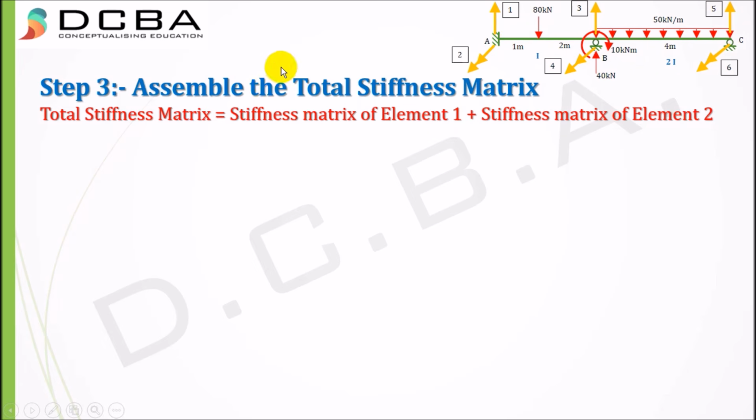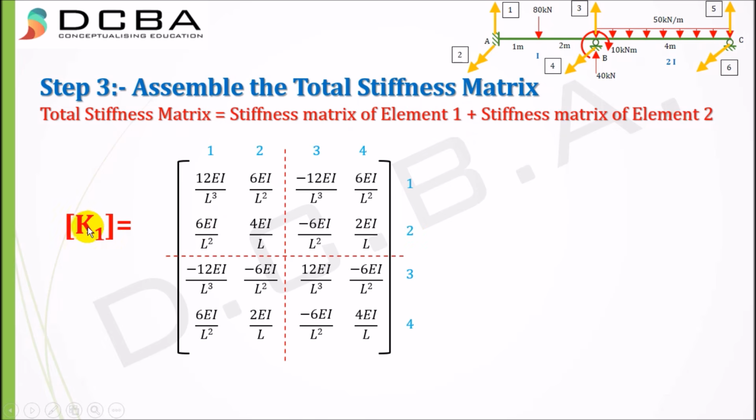First we'll write the stiffness matrix for element 1. K1 is 12 EI by L cube, 6 EI by L square, 6 EI by L square, 4 EI by L. In my previous video, I have already shown how to remember this matrix. These four elements will be repeated again and again, except the last corner one. They will be interchanged. How to write the signs I have also mentioned in that video, so you can just check it out. And this is my stiffness matrix for element 1.